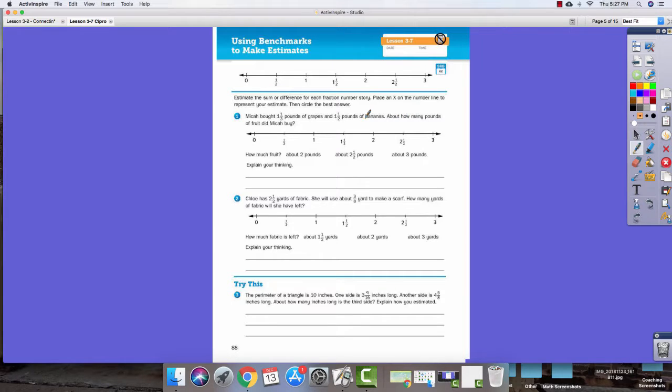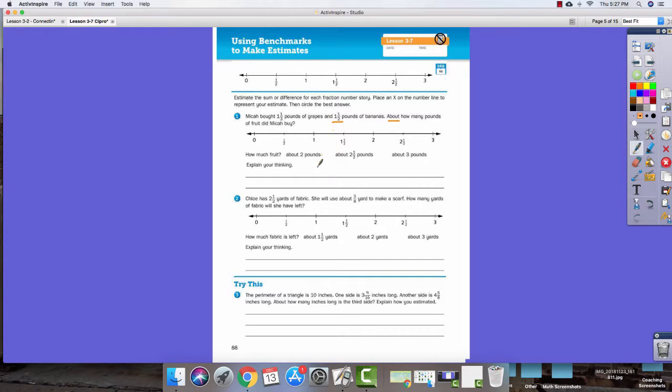All right, so we're going to continue to learn about fraction estimation, and we're going to use a number line to help us a little bit. Number one says Micah bought 1 1/3 pounds of grapes and 1 1/2 pounds of bananas. About how many pounds of fruit did Micah buy? So I just want to estimate here. I don't want to know the exact answer. I just want to know about.